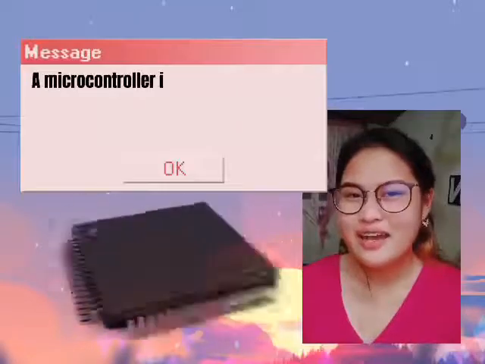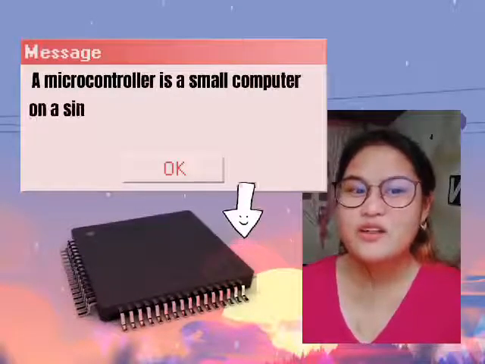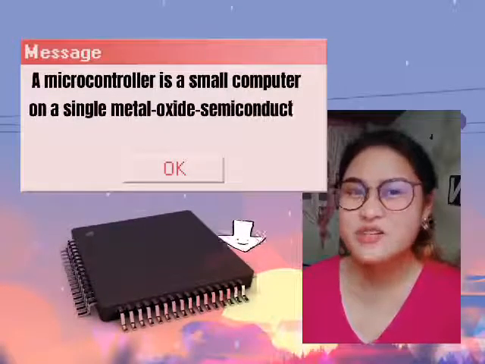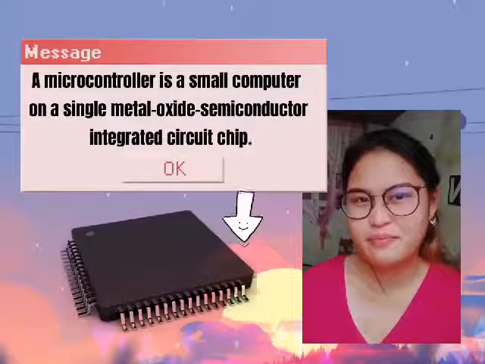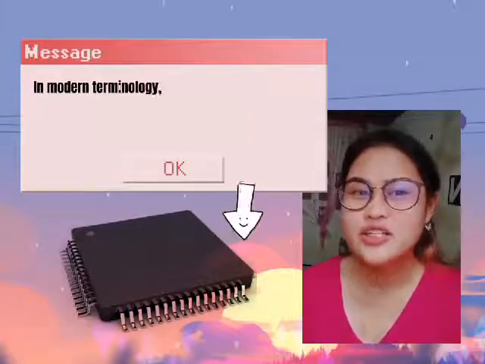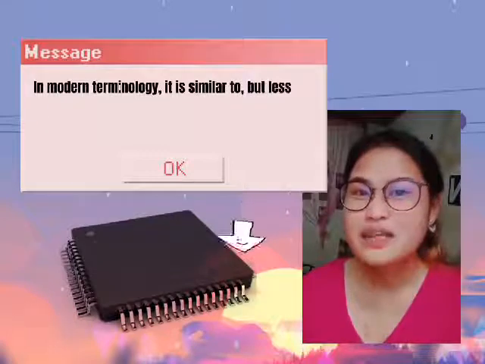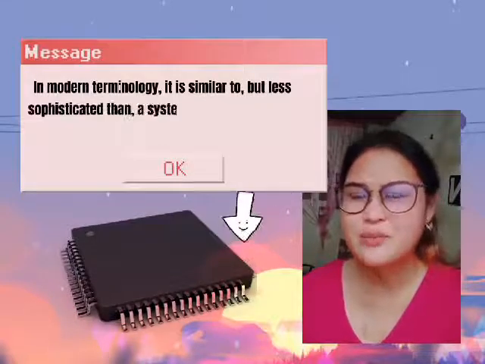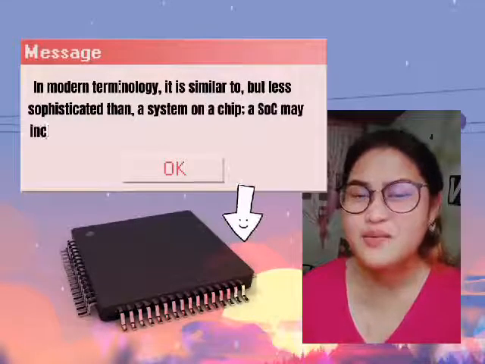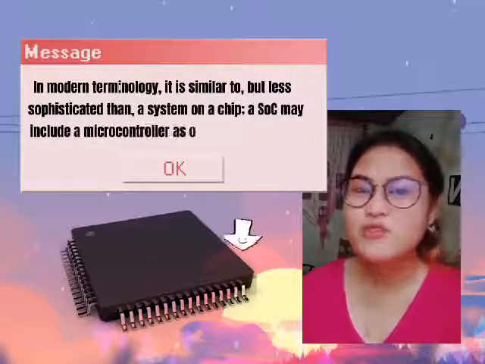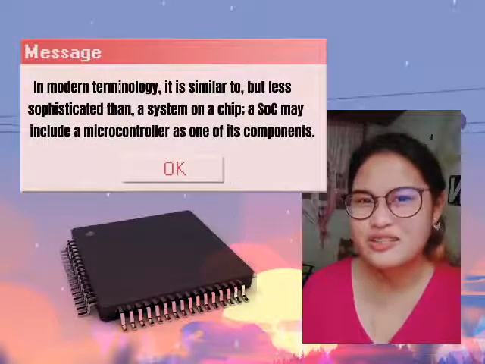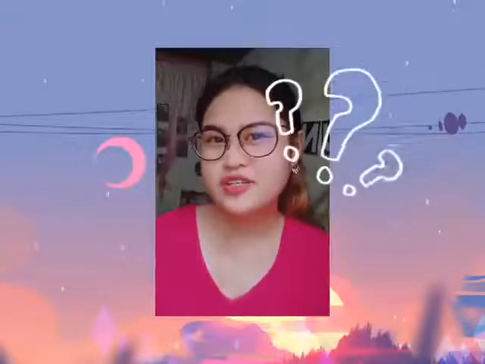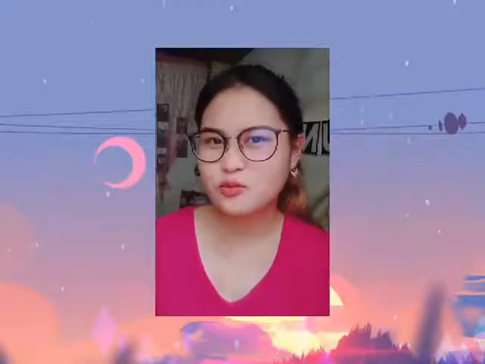A microcontroller, on the other hand, is a small computer on a single metal oxide semiconductor integrated circuit chip. In modern terminology, it is similar to, but less sophisticated than, a system on a chip. A system on a chip may include a microcontroller as one of its components. Now let's proceed with the difference of those two.